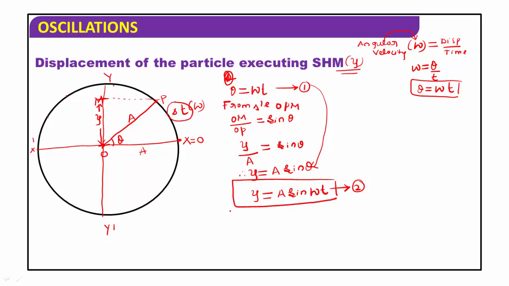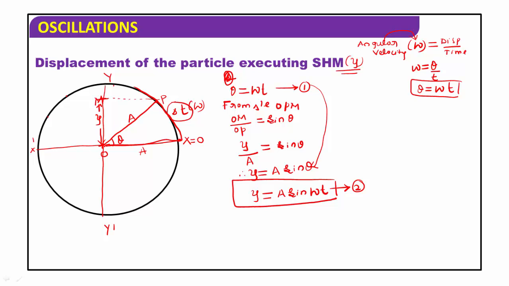Here, when the particle moves from O to P along the circular path, any object moving in a circular path is a combination of both linear motion and circular motion. In the previous video lecture I already discussed this concept.